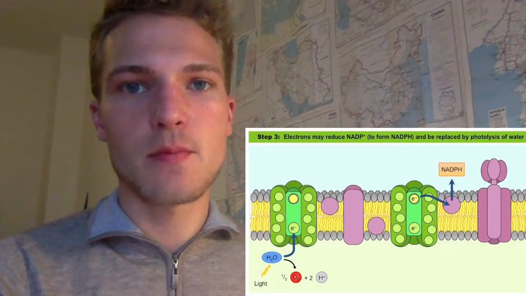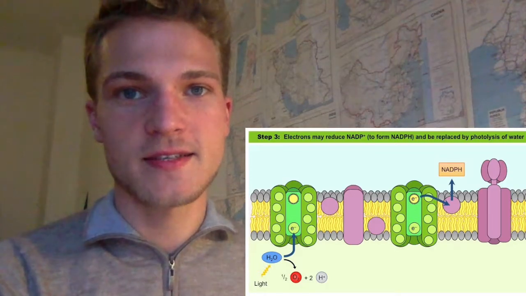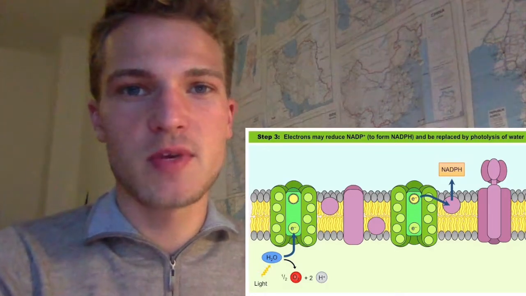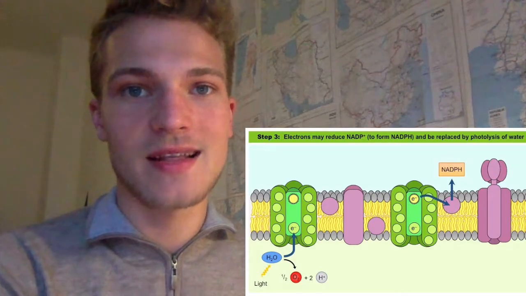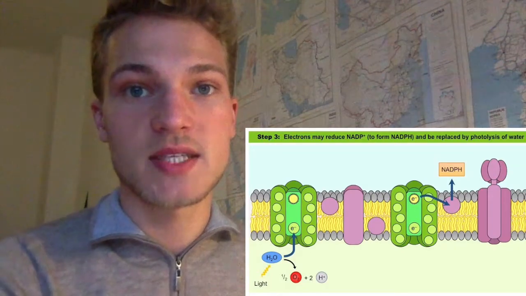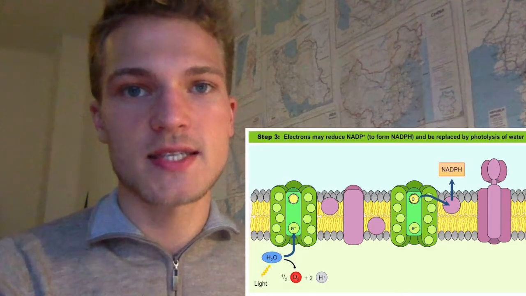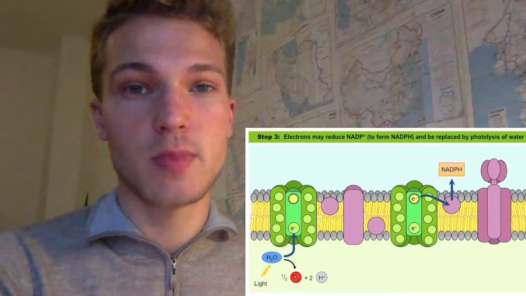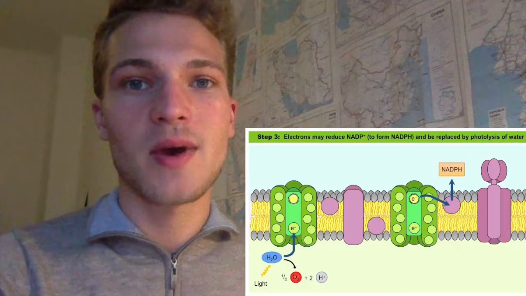And we get this in a process called photolysis. So you can kind of guess what that means from the word. It has photo and lysis in it. So photo, light, and lysis, to split something. And so photolysis is the splitting of water, the splitting of an H2O molecule by light energy.